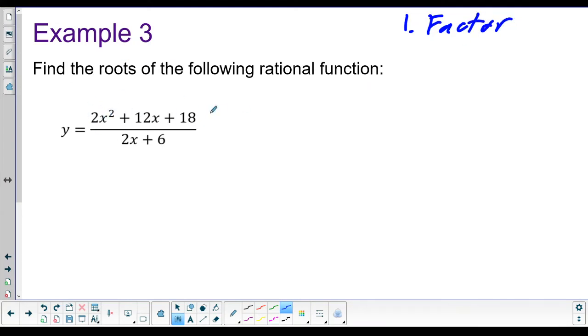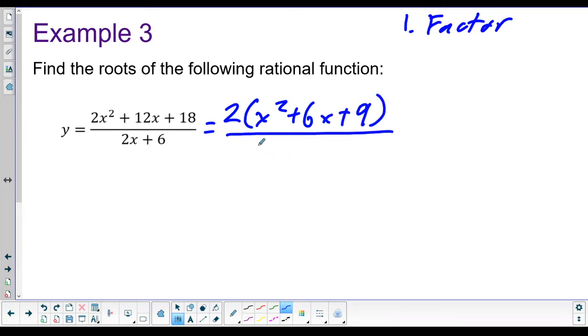Okay, so there's a GCF here. I'm gonna take the 2 out of the top. So it's 2x squared plus 6x plus 9. And then on the bottom, it's GCF of 2 again, x plus 3. All right, this top can be factored a little more. So we need two numbers that multiply to 9 and add up to 6.